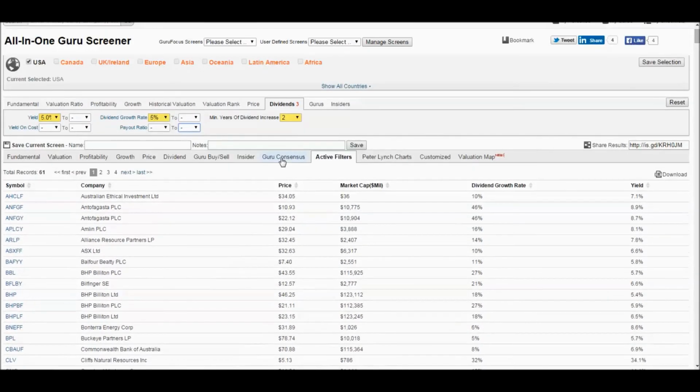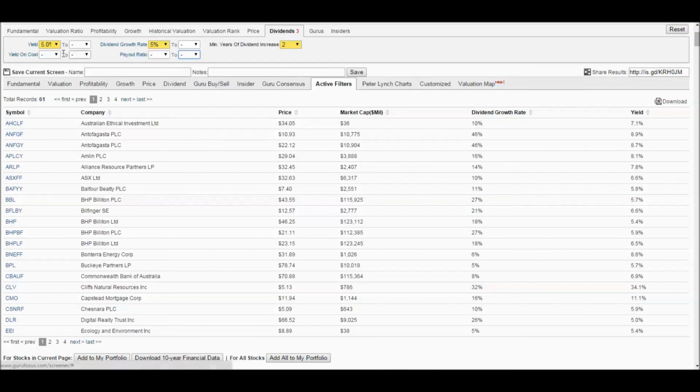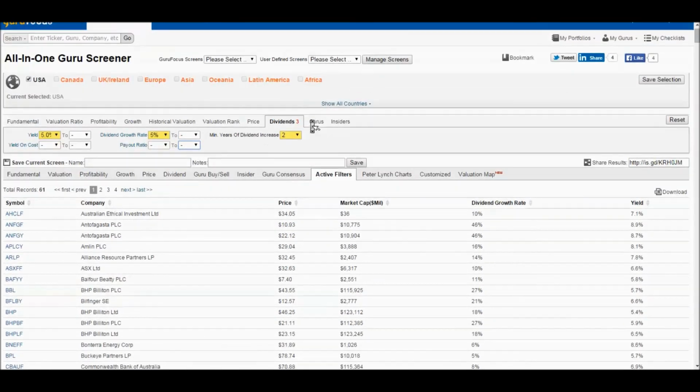And what I've set up here is a sample: let's say I'm looking at a stock with a yield of 5%, a dividend growth rate of 5% annually, and let's say we want its minimum years of dividend increases to be 2. So it's been increasing dividends for at least 2 years at a rate of 5% each year, for a current yield of at least 5%. Now here we see we have 61 total stocks that meet these criteria in the U.S. I'm only looking at U.S. listed stocks.